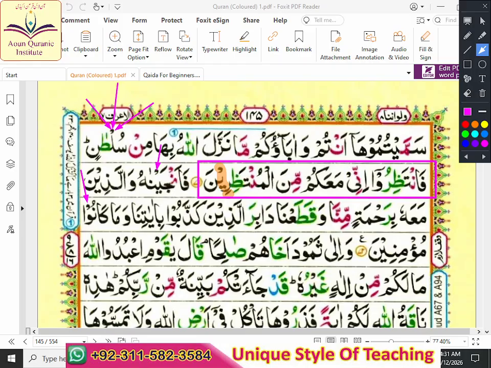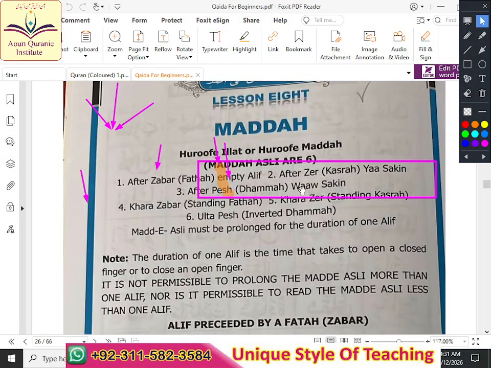So after Zer there is a Ya Sakin, so we will stretch. Third, please read the third and tell me. After Pesh, Wow Sakin.